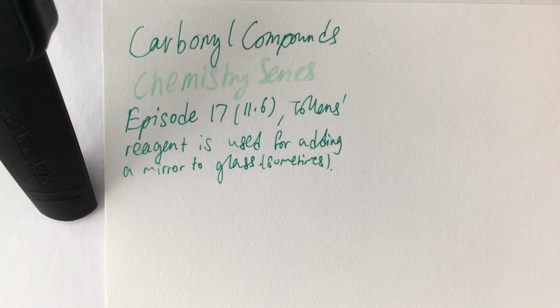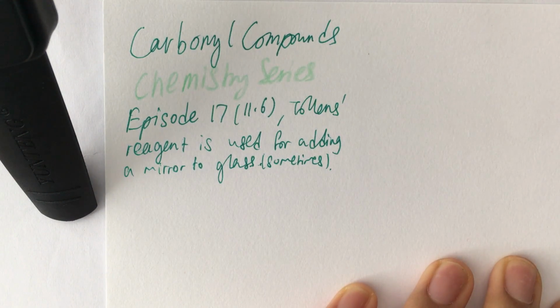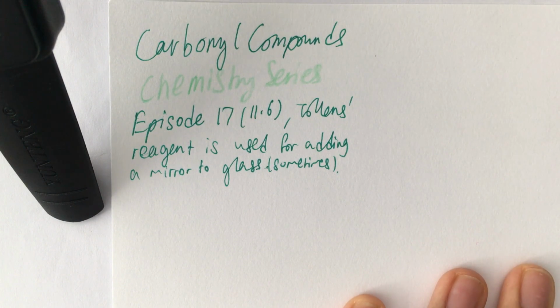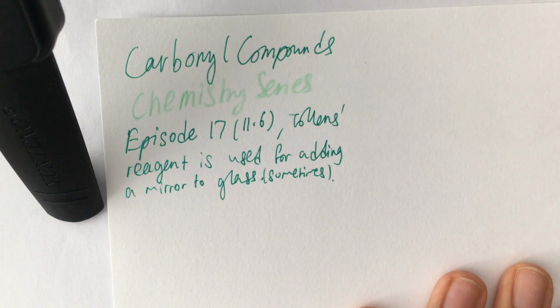Hello everyone, welcome back to alkaline hydroxide 784, and today in the chemistry series we'll be looking at carbonyl compounds. And they consist of the aldehydes and the ketones.